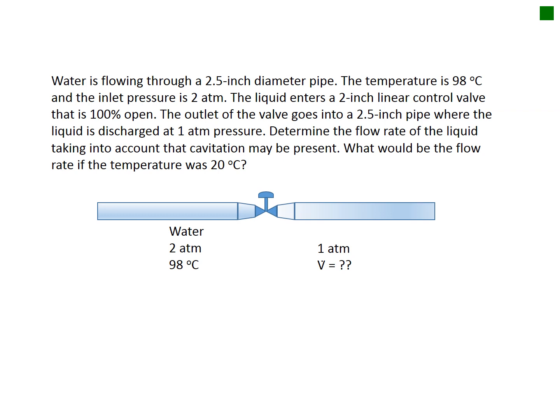Notice that our temperature is at 98 degrees C, and if our outlet pressure is 1 atmosphere, we're very close to the boiling point of water, which we know is 100 degrees C at 1 atmosphere. And then we want to see what would happen to that liquid flow rate if the temperature coming in, instead of 98, is at 20 degrees Celsius. So at 98, we could have cavitation in the valve, and that will restrict the flow. But at 20 degrees C, we would expect not to have cavitation.